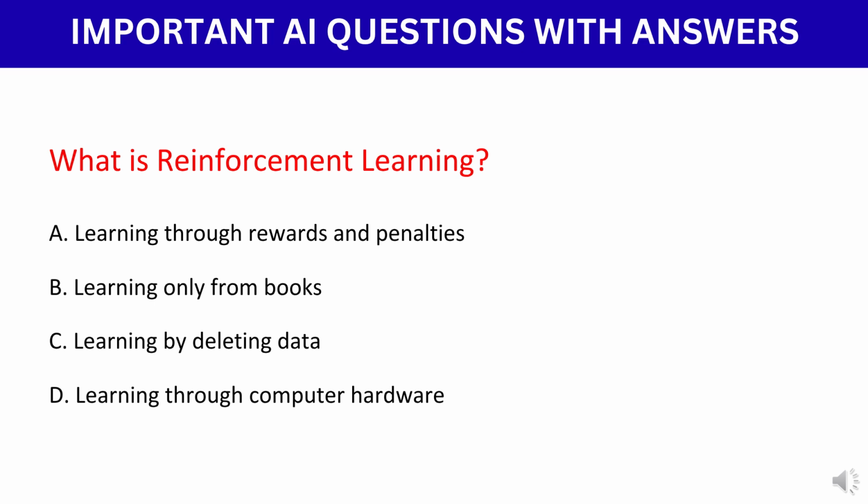Question number 13. What is reinforcement learning? Option A, learning through rewards and penalties. Option B, learning only from books. Option C, learning by deleting data. Option D, learning through computer hardware. The correct answer is option A, learning through rewards and penalties. In reinforcement learning, an AI agent learns by interacting with an environment and receiving rewards or penalties based on its actions.